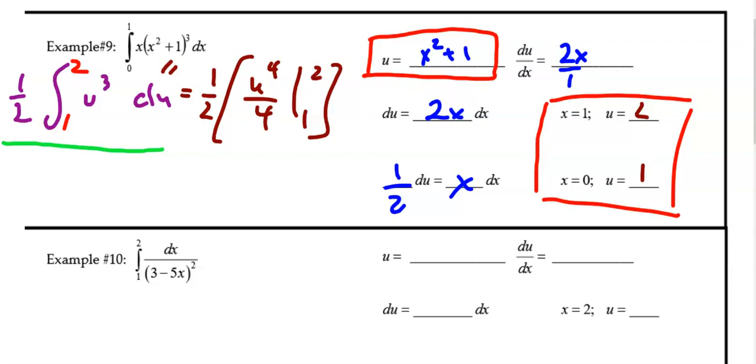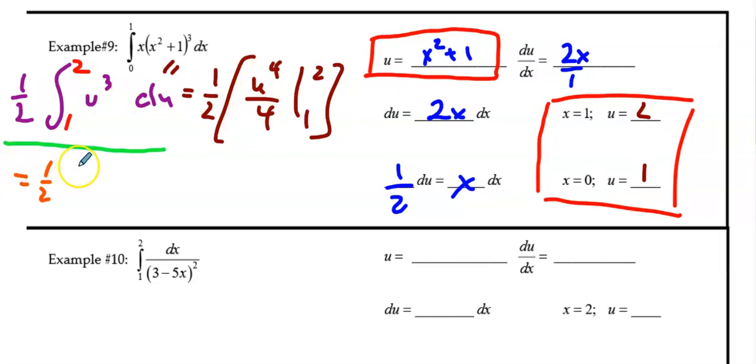One of the things that I personally like to do before I continue on is, I've got a 1/4. This can be written as 1/4 u to the 4th. So I'm going to go ahead and pull out the 1/4, and then I'm going to be left with u to the 4th, evaluated from 1 to 2. So eventually we're going to have a 1/8 here, so I'll multiply the 1/4 and the 1/2.